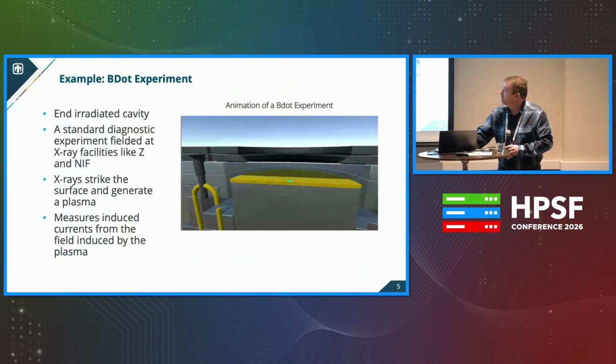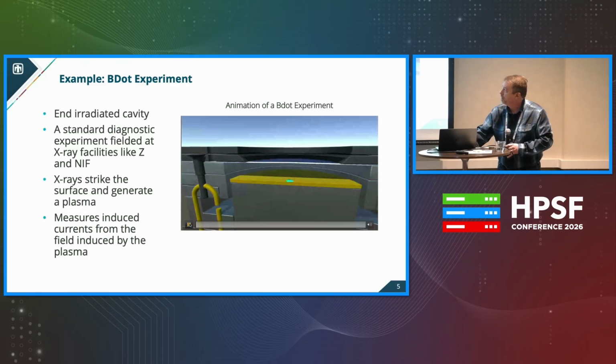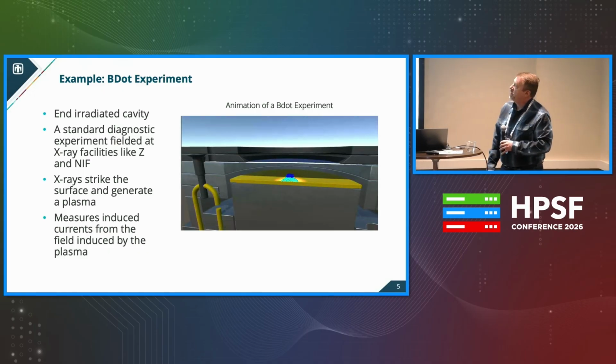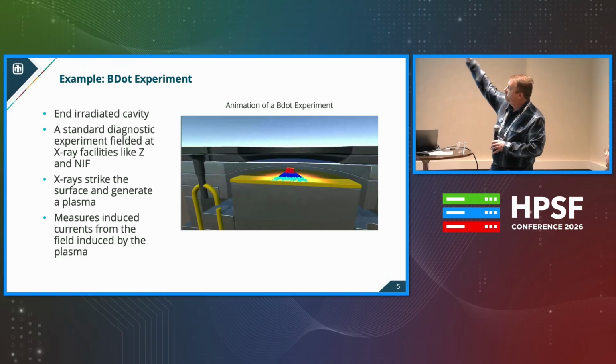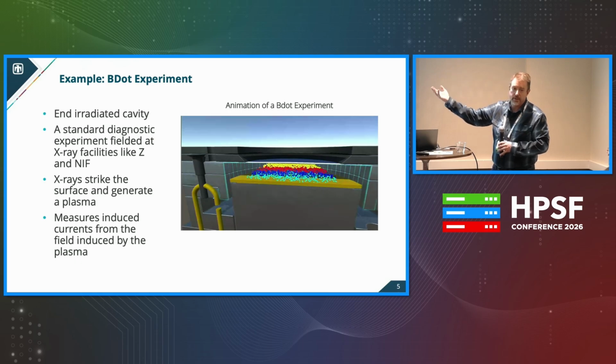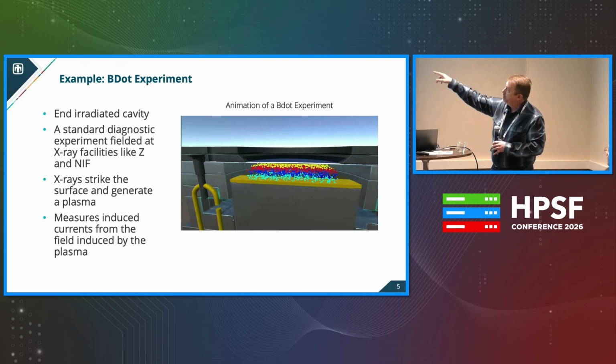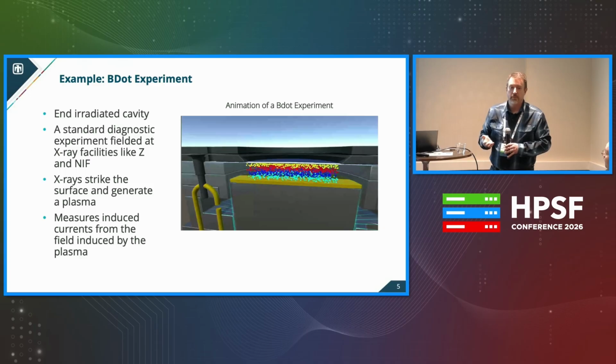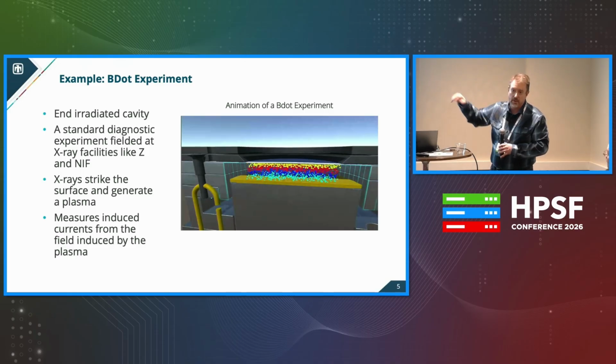So here's just an example. This is an experiment that we run at Sandia's Z machine and Livermore's National Ignition Facility. This is a cavity. It's an end-irradiated cavity. We have X-rays coming in from the top, strikes the surface, and what you see coming off there are electrons. That forms a plasma in the cavity and forms an electromagnetic field. This electromagnetic field can actually drive currents throughout electronics within the cavity.